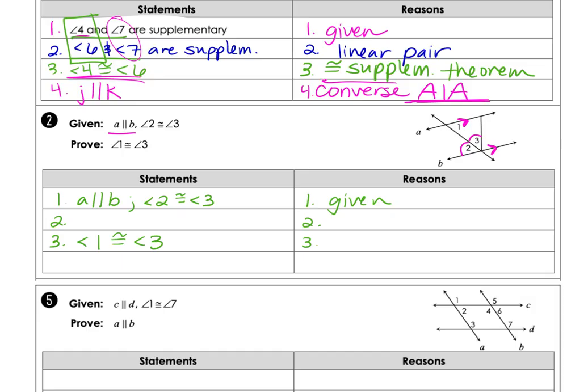Look at what we know. It says A is parallel to B. Different than the last one. Now we know they're parallel, which is helpful. We know lots of things when parallel lines happen. And we know that 2 is congruent to 3. We want to prove that this angle is the same as this angle. Anyone see what can get us there?